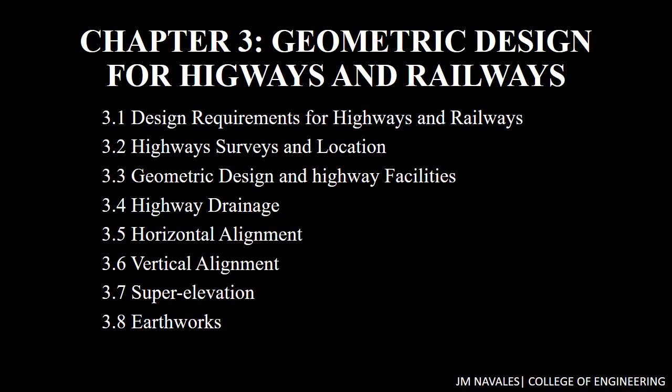Under Chapter 3 of Geometric Design for Highways and Railways, we have 8 subtopics. Number 1, design requirements for highways and railways. Number 2, highway surveys and location. Number 3, geometric design and highway facilities. Number 4, highway drainage. Number 5, horizontal alignment. Number 6, vertical alignment. Number 7, super elevation. And number 8, earthworks. But for today, I will be discussing only 3.1 to 3.3 as part 1 of my report.